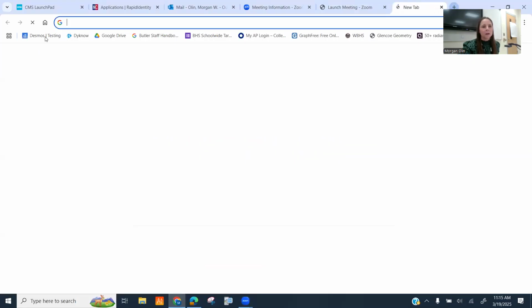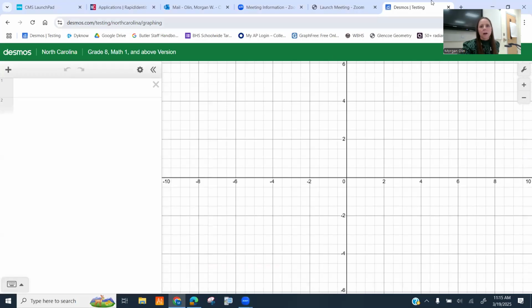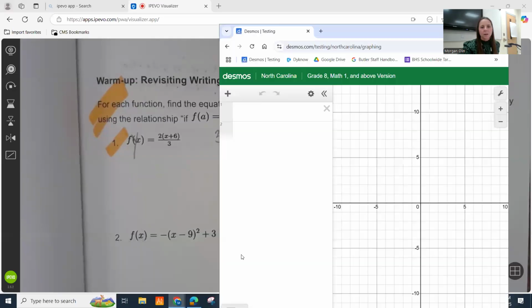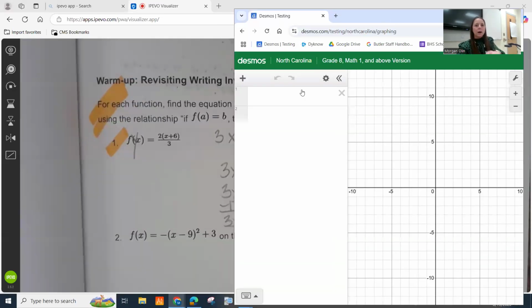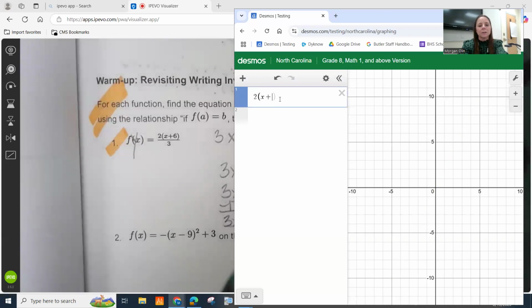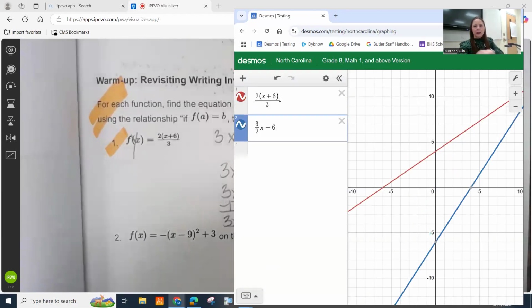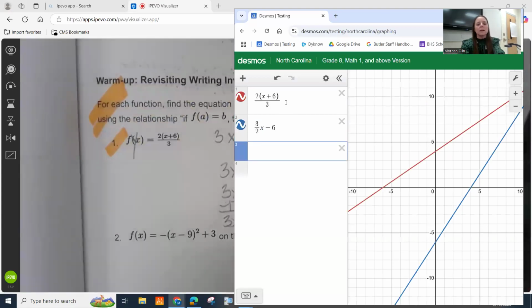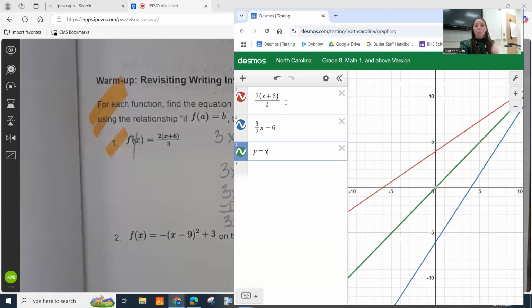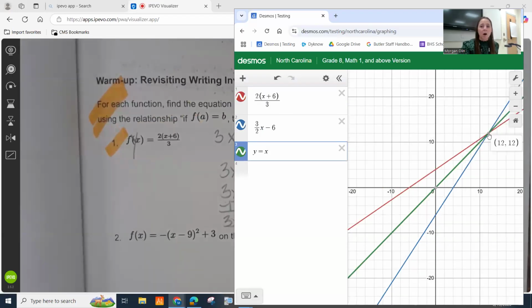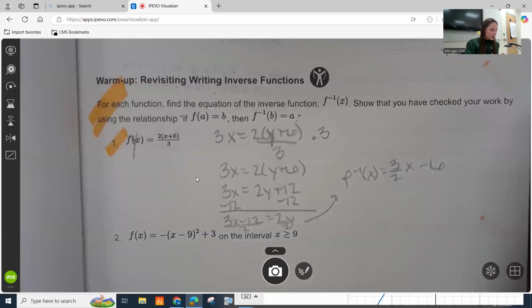I'm going to have to add this in, we can go to Desmos. And let me do this right quick so we can see this at the same time. Our original problem was 2 parentheses x plus 6, divided by 3. The one that we got was 3 halves x and then minus 6, like that. And remember, it looks like it reflects over the line y equals x. And when I zoom out, it does. All three intersect together, and the red does look like it reflects over the green to the blue. So we did it correctly.